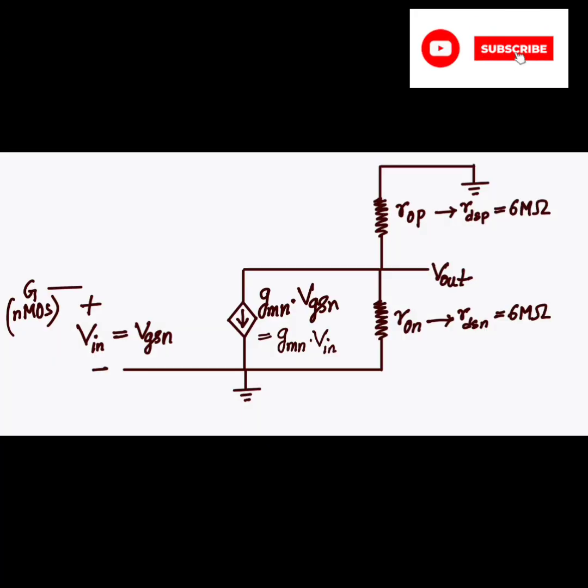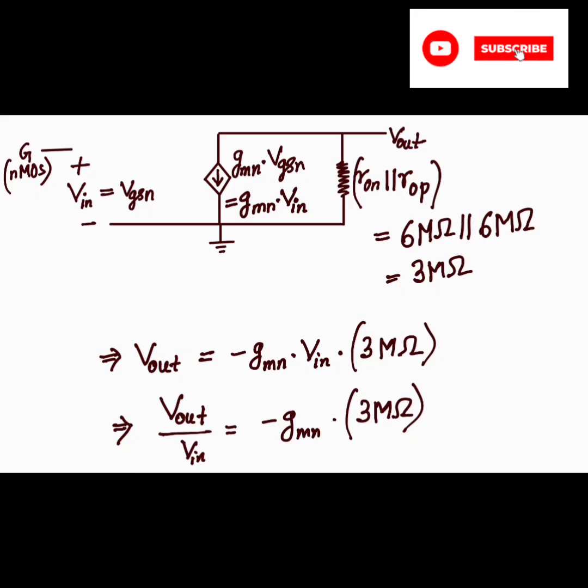Okay, if you see this diagram, then you can notice that this ROP and RON are basically in parallel. So the current GM into VIN is flowing through the parallel combination of RON and ROP. Since RON and ROP are already given as equal, when two equal resistors are in parallel, the equivalent resistance becomes half.